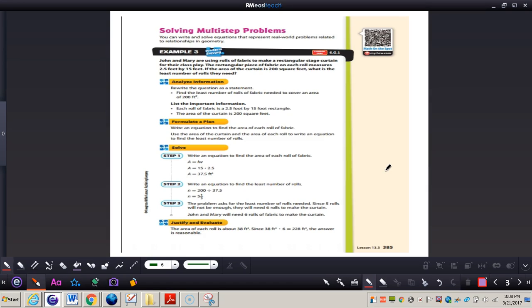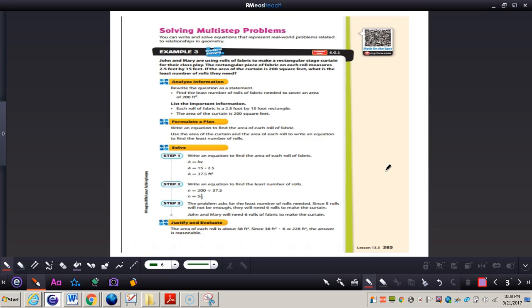So what I want you to do is take a look at all the different steps. It says analyze the information. So it's important to rewrite the question as a statement. You want to find the least number of rolls of fabric needed to cover an area of 200 feet squared. So that just helps you focus in on what you need to do. You also want to list the important information.